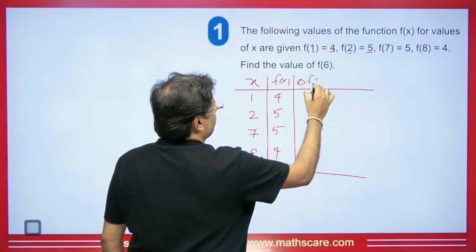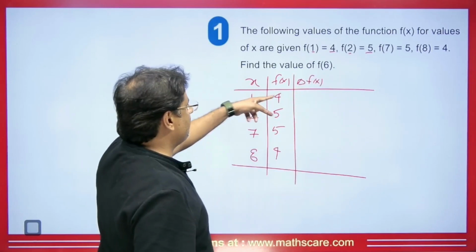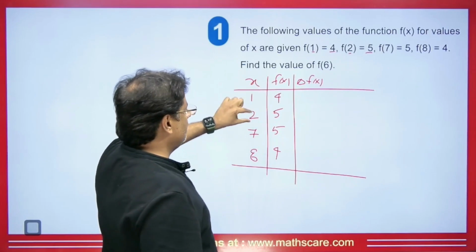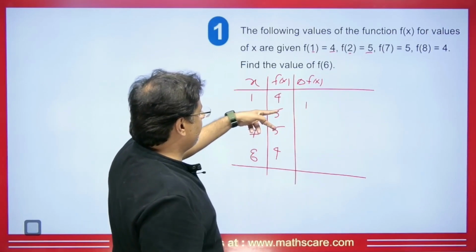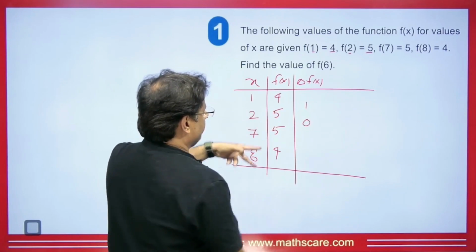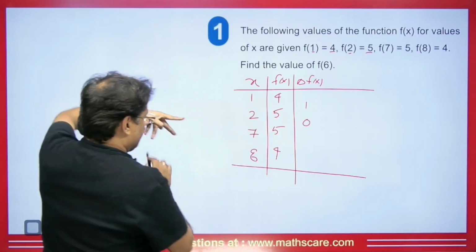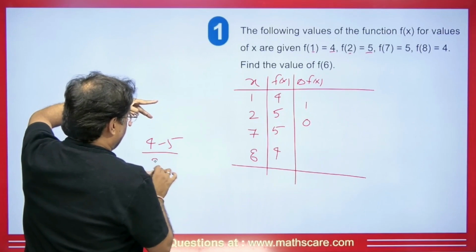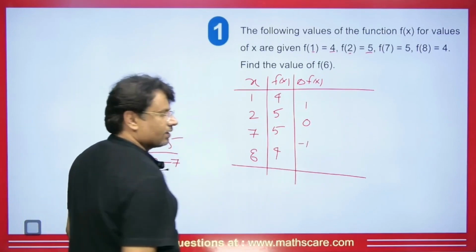Now we will calculate del f(x). What does del f(x) do? This difference divided by this difference, 5 minus 4 is 1, so it will be 1. This difference divided by this difference, this is 0, meaning nothing, and this difference divided by this difference. What will come? 4 minus 5 divided by 8 minus 7, so this is minus 1.